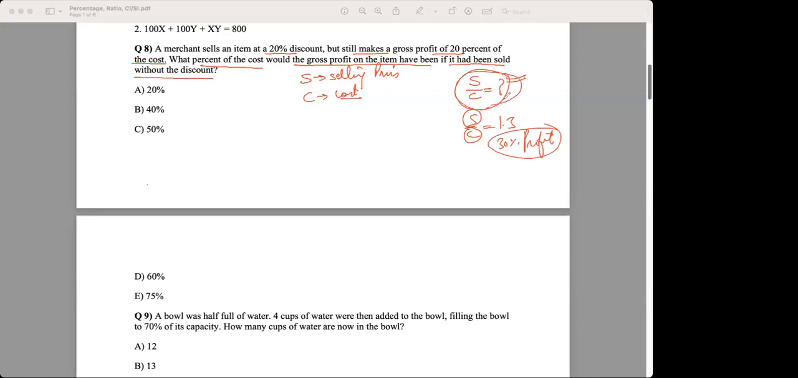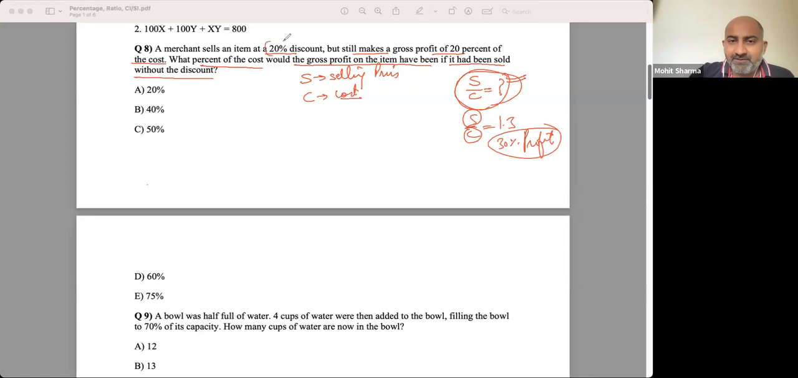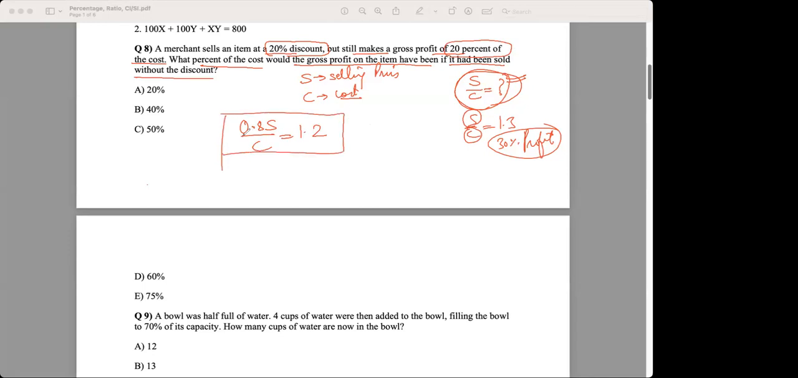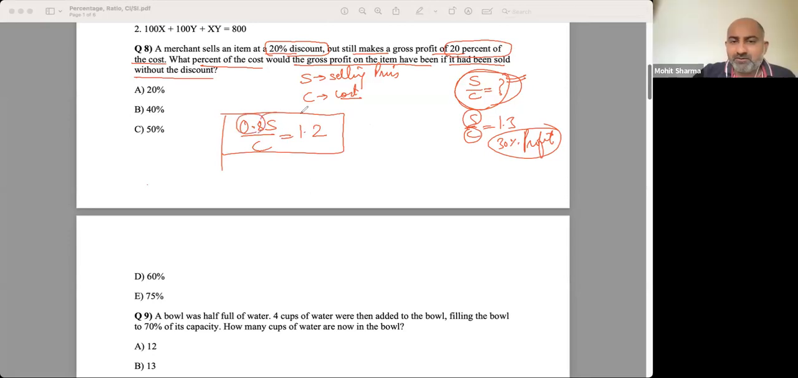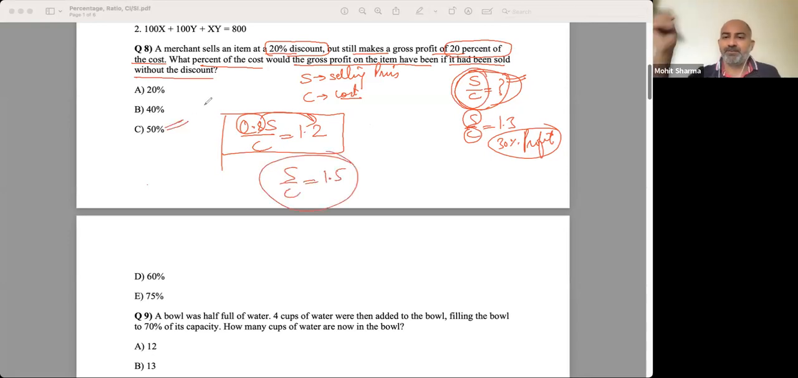Ultimately, this is what I need. Now, what is given? If we sell the item at 20% discount, that means we sell it at 0.8 of S, 80% of the selling price. This is given as a 20% profit. So I simply need to do this small calculation so that we can get S upon C. S upon C, if you see from here, would be 1.5. So it'll be a 50% profit. As simple as that. Right? That's what you did? Or you did something else?